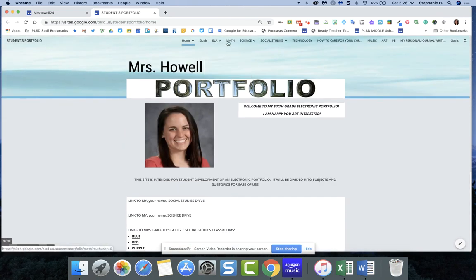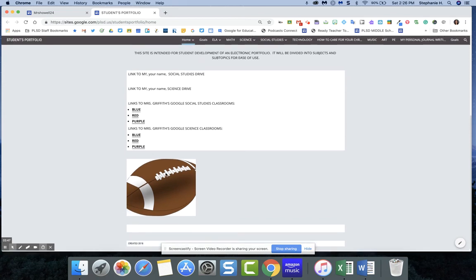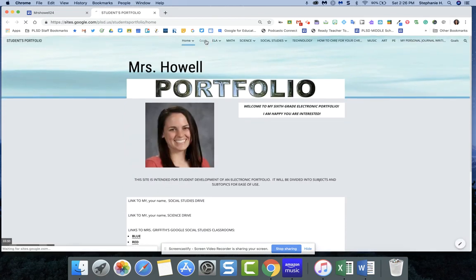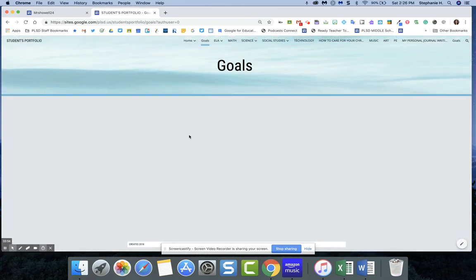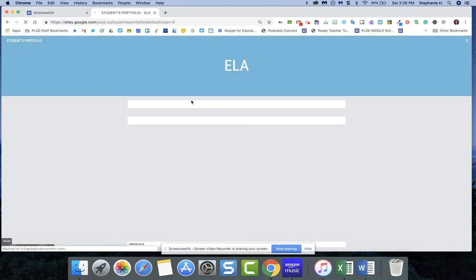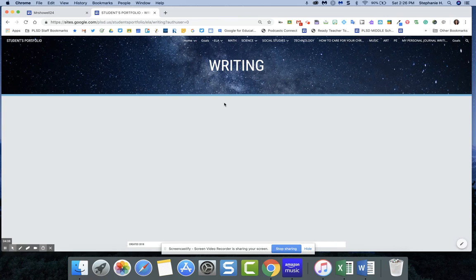This is a team. They put all of their subjects together, and then they've got different pages. On the first page, it links to different things about the student. Then they have a goal page. So what are the goals that the student might have? Allow the students to make their portfolio customized to them. Don't just use a sample for them. ELA, again, you might have goals, writing samples, reflections, data, and so on.